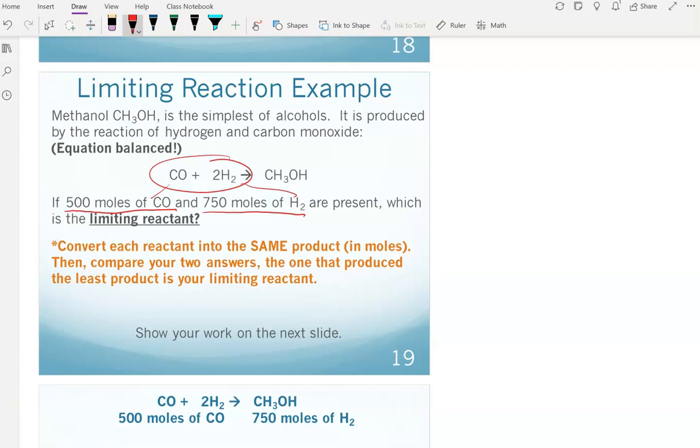So if we convert both of them, so we're going to do two picket fences, if we convert both into this product, because that's what the question is about, and it's the only product in the question, then we can see which one will make less product and therefore would be the limiting reactant.